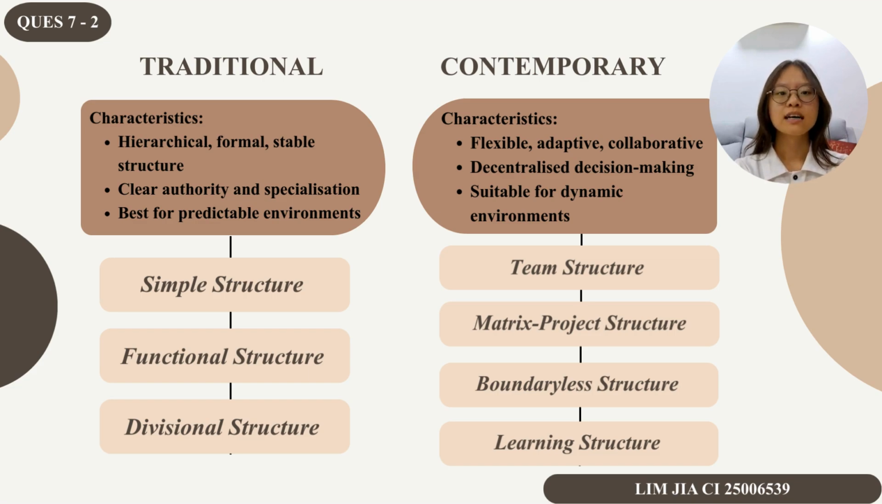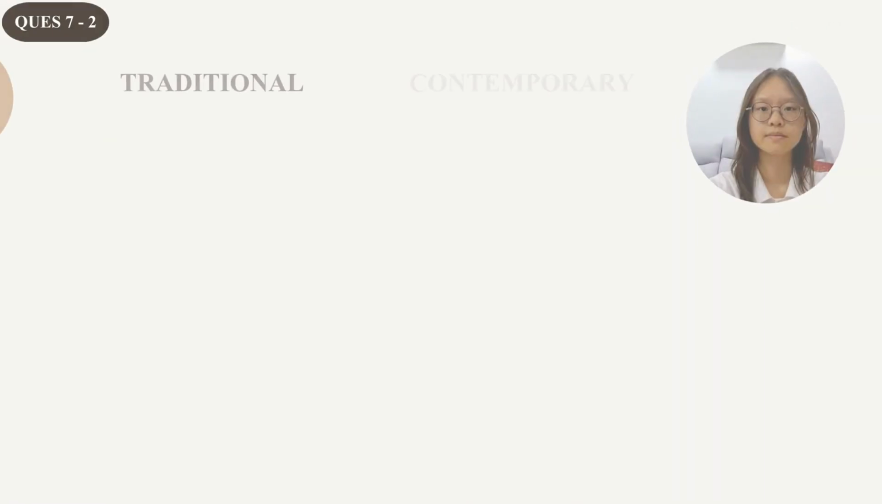In contrast, contemporary organizational design is flexible, adaptive, and collaborative, with authority being more decentralized. Employees are encouraged to work together and participate in decision making. This design is more suitable for dynamic environments. Examples of contemporary structures include the team structure, matrix project structure, boundaryless structure, and learning structure.